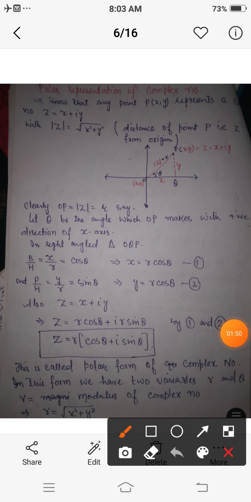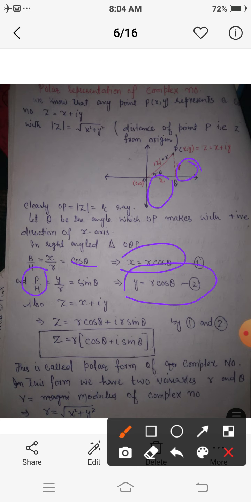Now if we assume that the angle of this line with the positive direction of the x-axis is theta, then in right angle triangle OQP, base upon hypotenuse, here base is x, hypotenuse is mod of z, which we denote by r, it is cos theta, or x = r cos theta. Similarly, perpendicular upon hypotenuse, that is y upon r equals sin theta, which implies that y = r sin theta.